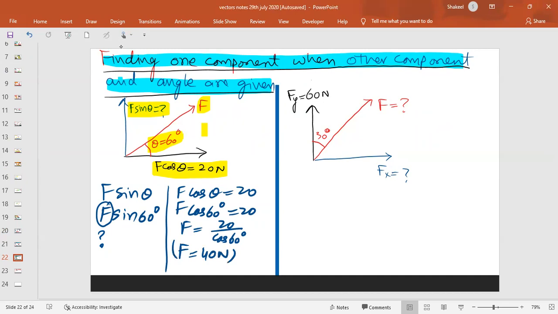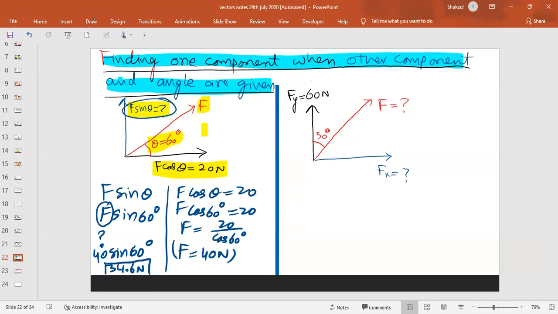And now you'll be putting this value over there. So it is 40 sine 60. When you do 40 sine 60, you will get the required answer. That answer is 34.6. So 34.6 Newton is the value for this F sine theta.